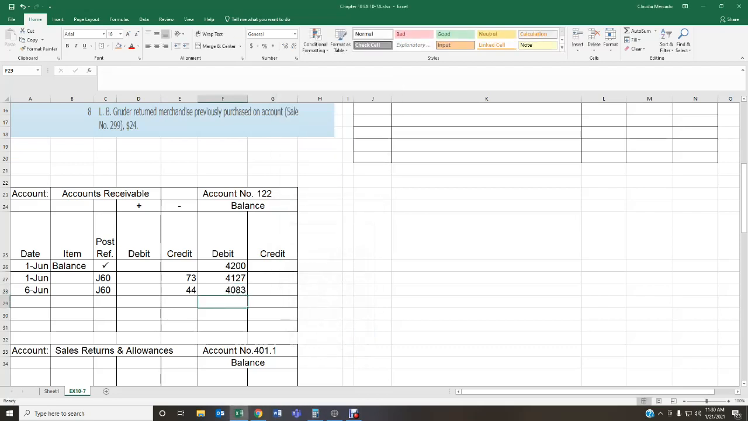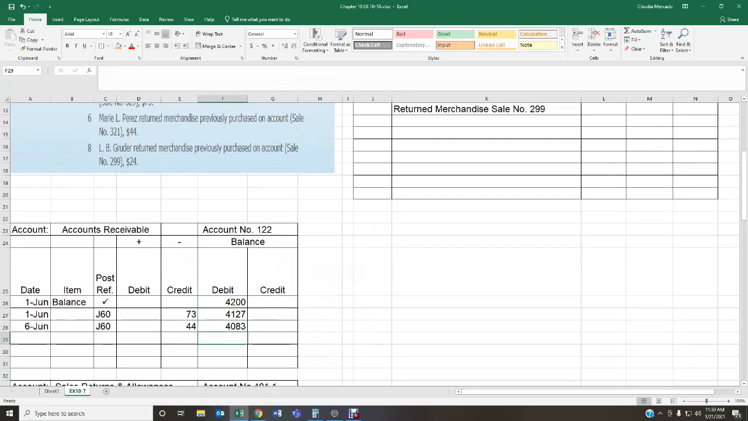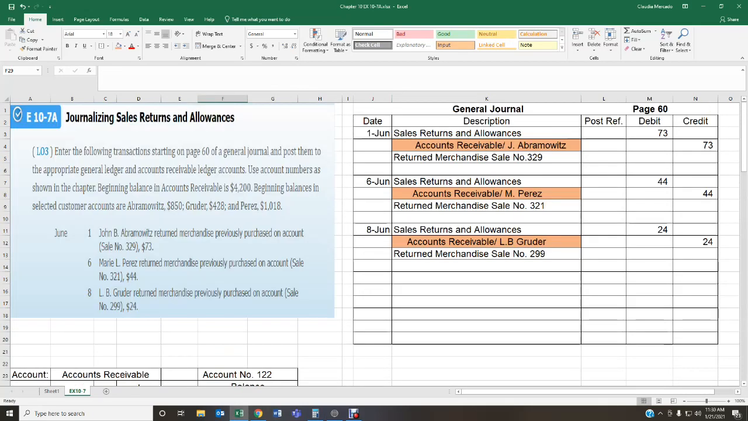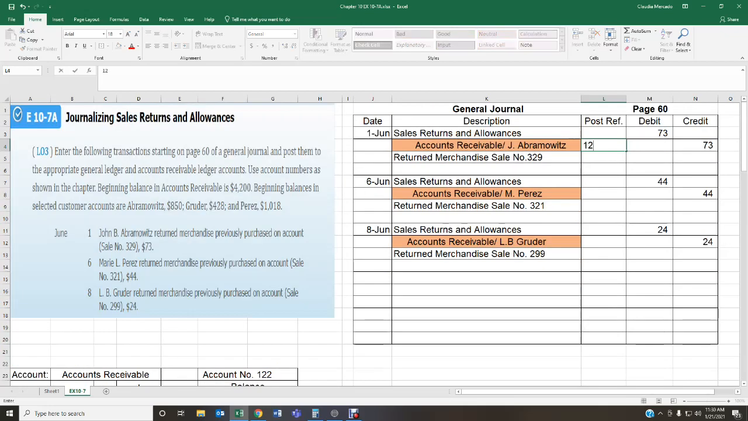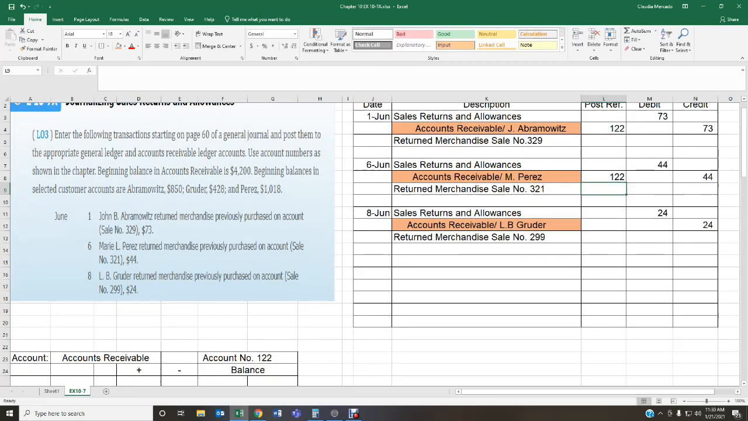Now, I forgot to tell you something. Another step. After you post your transaction from your journal to your ledger, you have to go back into your ledger and do what? You have to enter the post reference column. Where did you post this to? Well, I posted it to ledger 122. So we have to go back to our journal and post 122 to the transactions that have been transferred already.